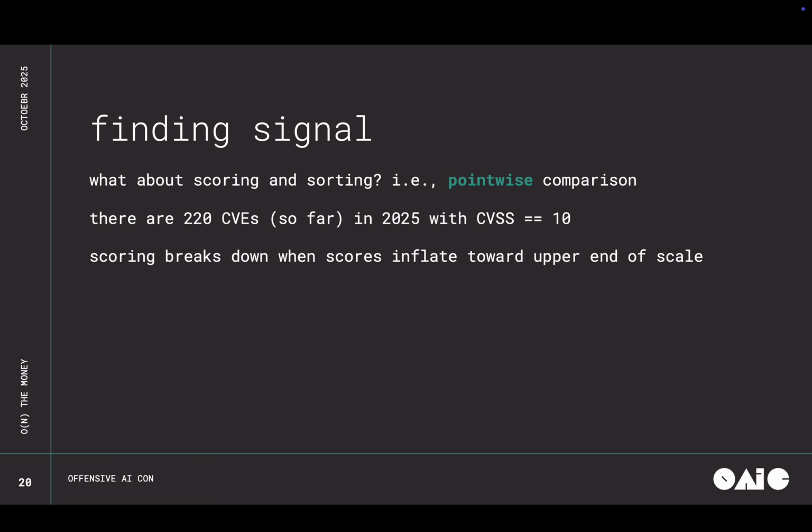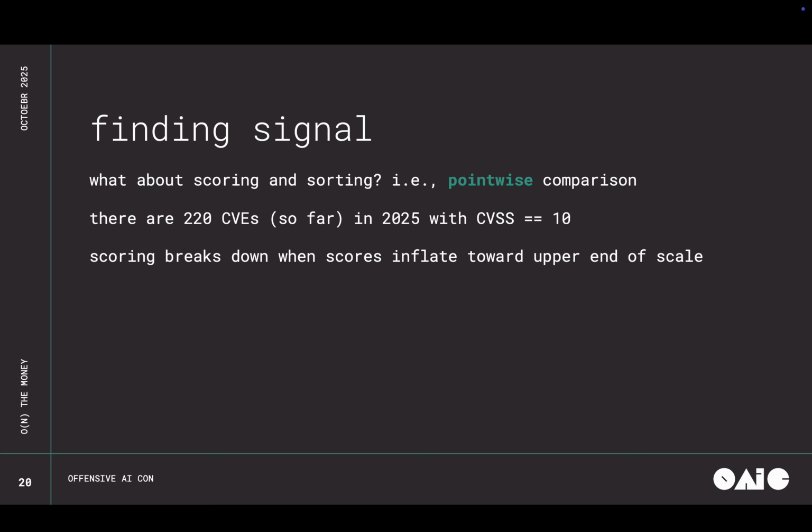And that's a pretty naive approach. It works on some level, but there's a tendency to inflate toward the upper end of the scale. We see this a lot in the CVSS data set, where so far this year there are over 200 CVEs, all with a CVSS score of 10, the max score. That kind of breaks down when you still have to figure out, okay, well, among all the top scoring vulnerabilities, which one should I focus on?